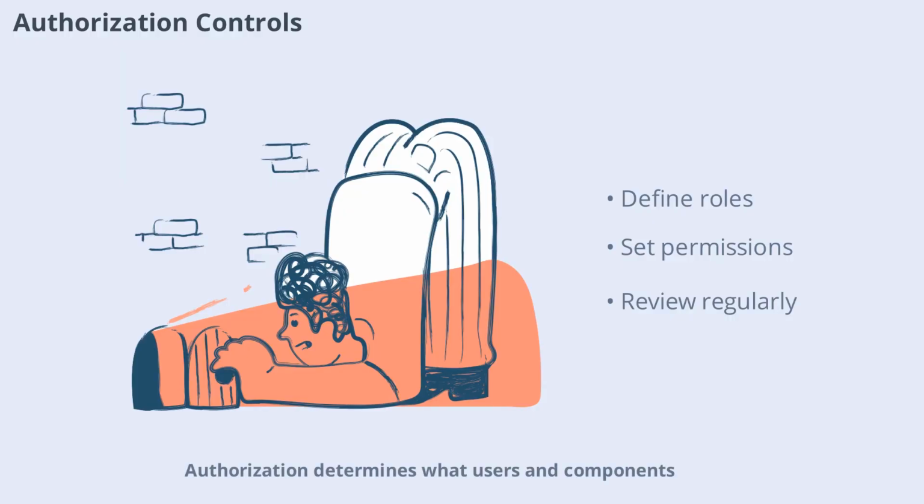Authorization determines what users and components are allowed to do within your app. By defining clear roles and permissions, you can prevent unauthorized actions and limit the impact of compromised accounts. Regularly review and update your authorization controls to adapt to changing requirements. Let's discuss how to implement effective authorization.